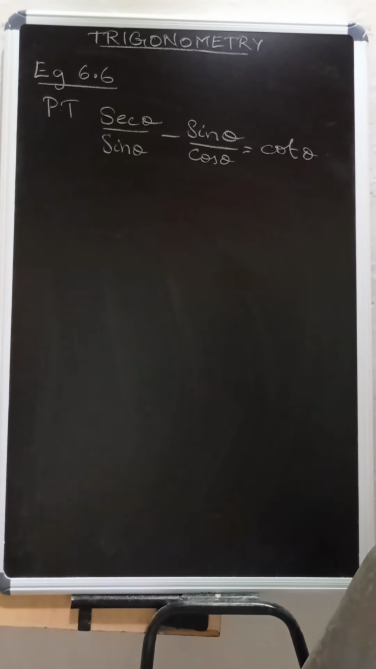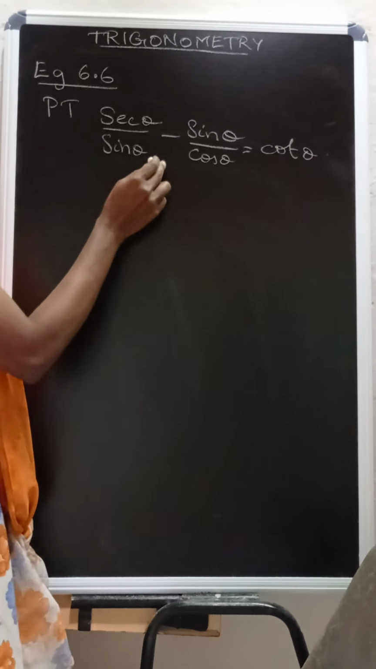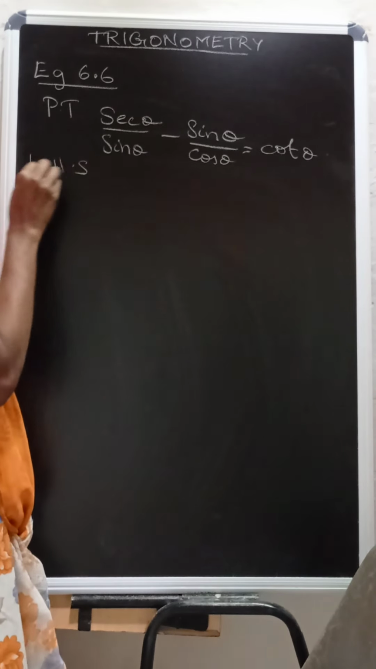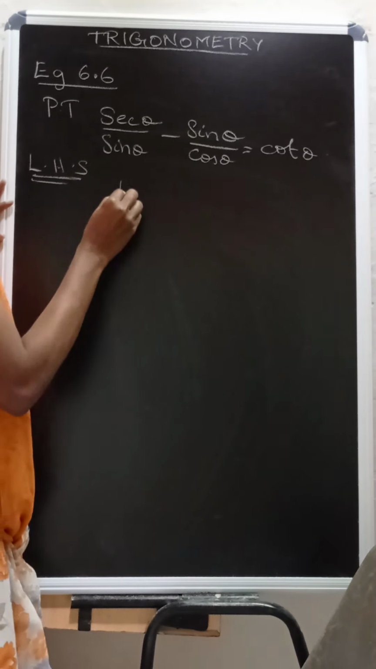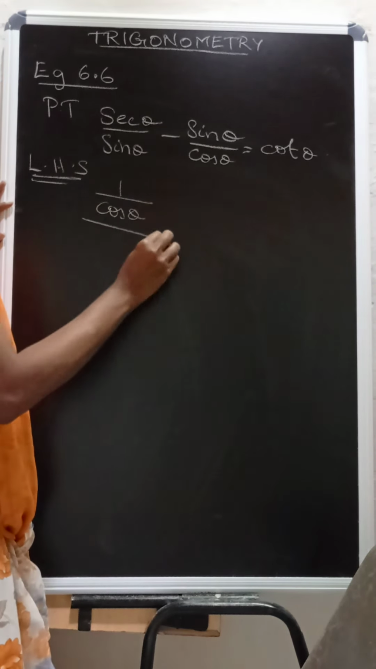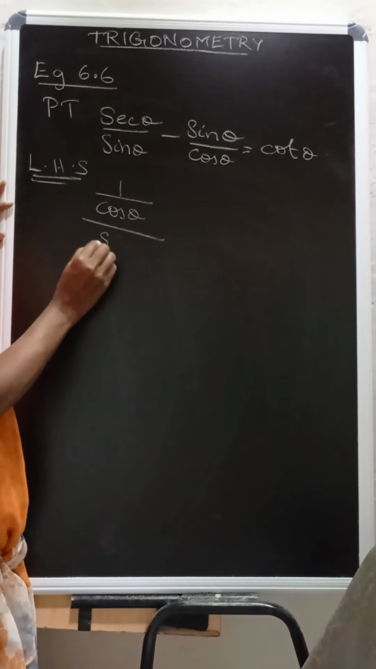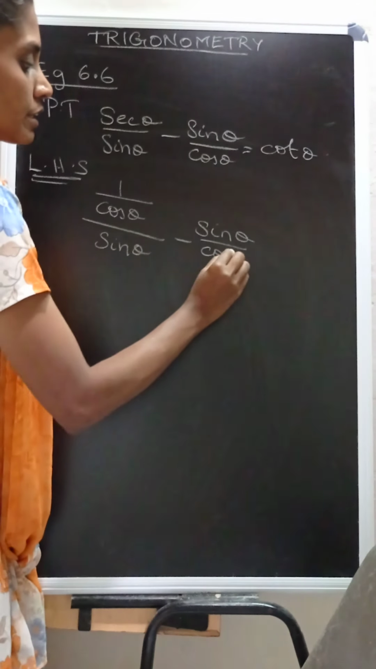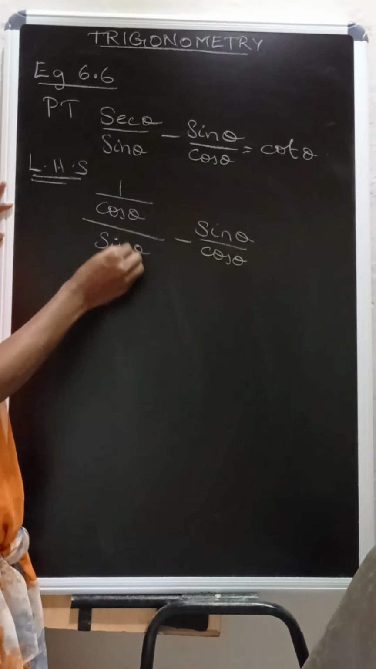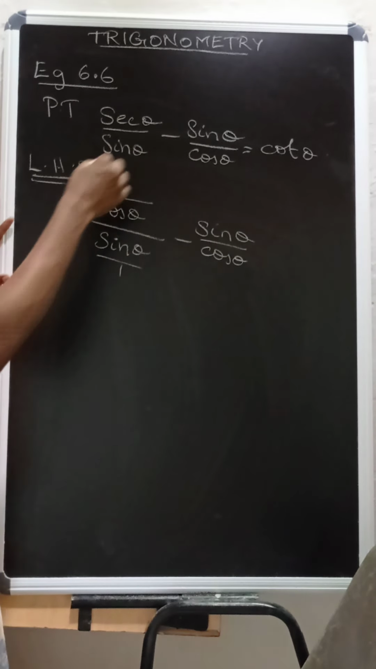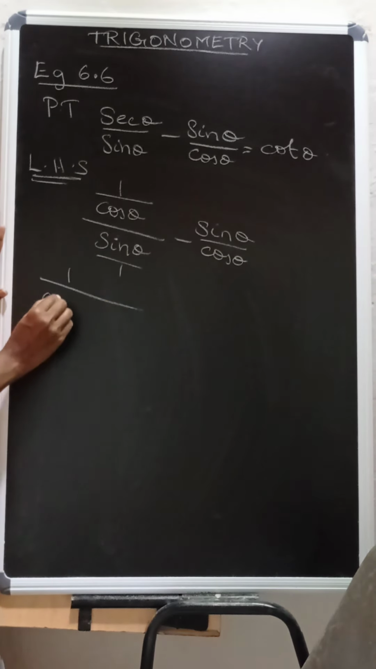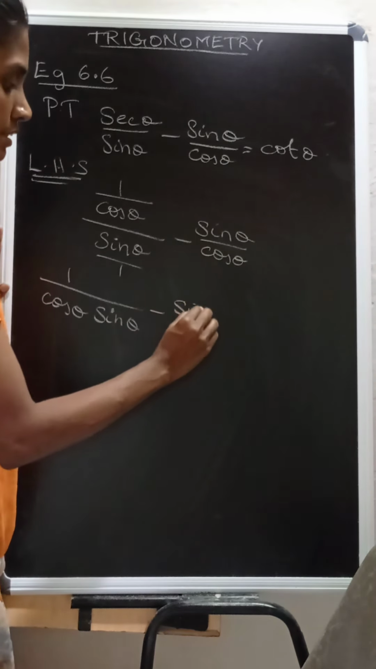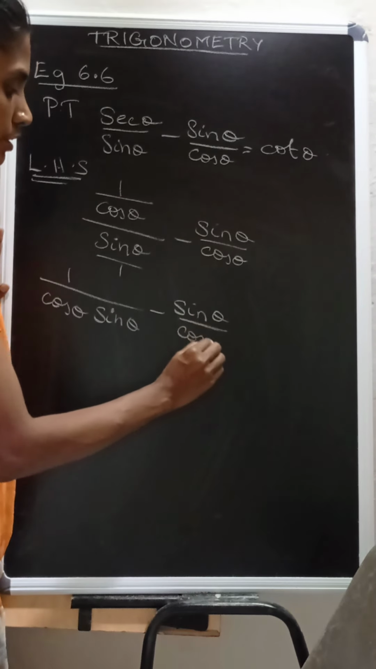Next example number 6.6. Prove that secant theta by sin theta minus sin theta by cos theta is equal to cot theta. Now take the LHS. Now instead of secant theta I am going to substitute 1 by cos theta, because we have secant theta is equal to 1 by cos theta, divided by sin theta minus sin theta by cos theta. Now here it is like sin theta by 1. So take reciprocal. 1 by cos theta into sin theta minus sin theta by cos theta.